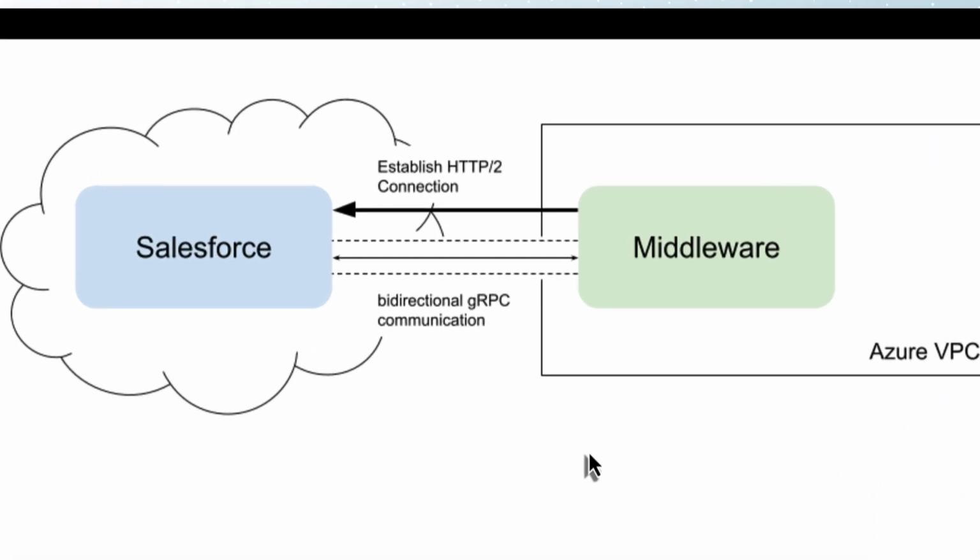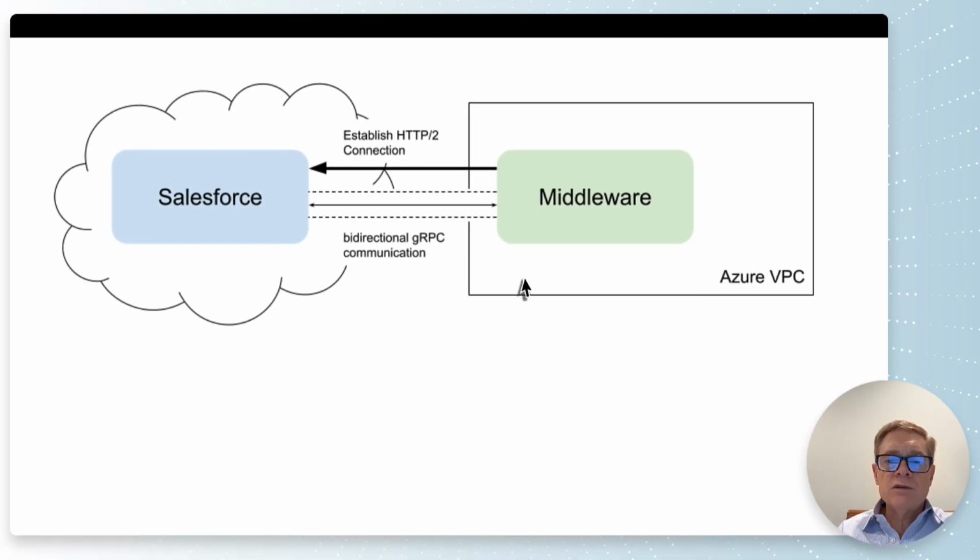So instead, we transitioned to an architecture using PubSub API, whereby the middleware would call Salesforce and establish an HTTP connection over which bidirectional gRPC communication could happen, and the middleware could subscribe to platform events that happened on the Salesforce API. Once these events were received by the middleware, they could be transformed and calls could be made out to other systems in order to facilitate business workflows, the usual stuff that you do with middleware.